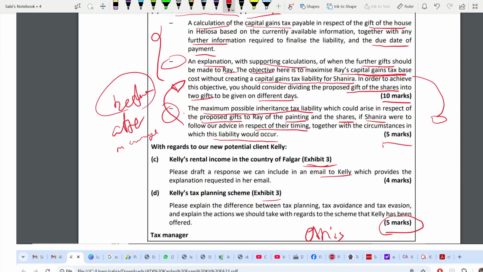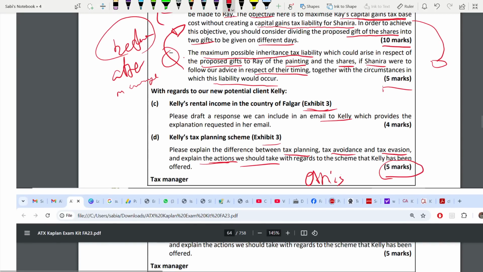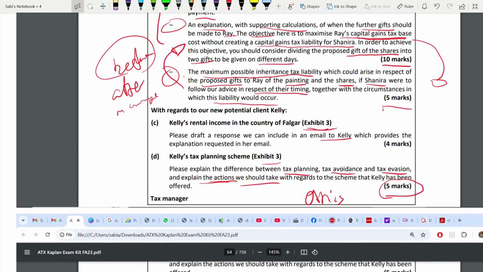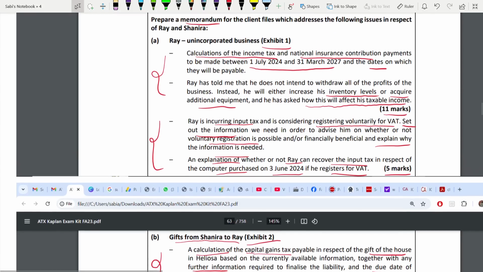And 4, three things you have to explain: tax planning, tax avoidance, tax evasion. You have to explain the difference between these three and the actions. Explain the actions that Kelly has been offered. Okay, actions which we should take as a tax advisor, you have to take. So this is ethics. Okay, so now we'll move on to part A.